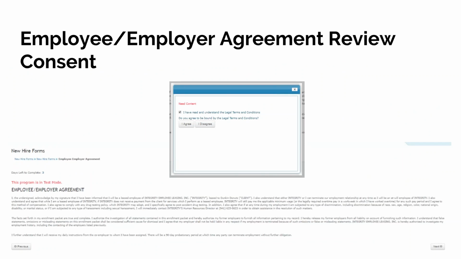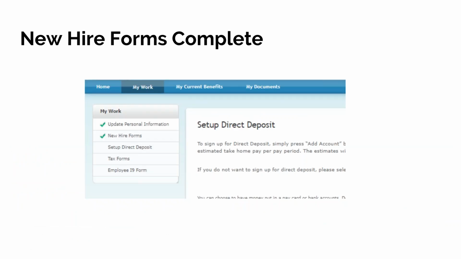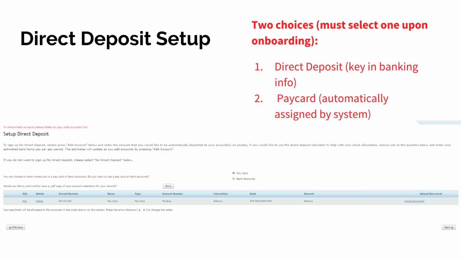Next is just like on the paper forms, the employee-employer agreement consent. So they're going to read through the consent there and then select agree. And then the new hire forms are complete. And again, it'll show a green check mark as you go through each section. So the next part is direct deposit.